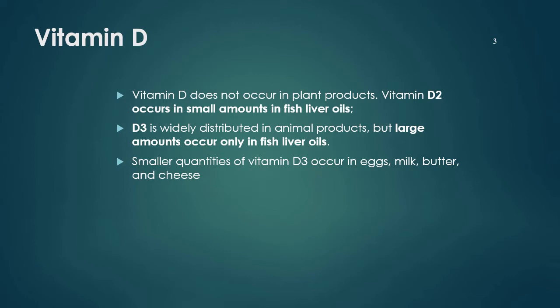Vitamin D does not occur in plant products, and usually vitamin D2 occurs in small amounts in fish liver oils, while D3 is widely distributed in animal products, but large amounts only occur in fish liver oils. Small quantities of vitamin D3 can be found in eggs, milk, butter, and also cheese.